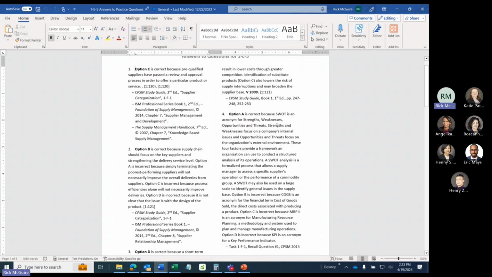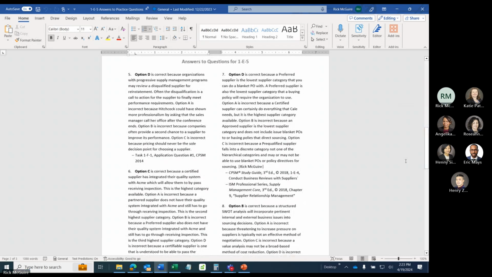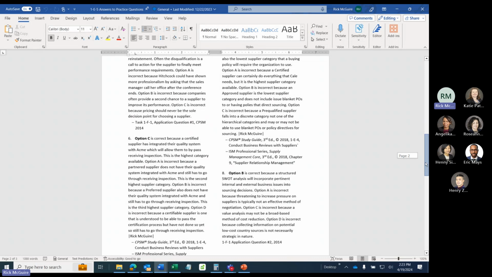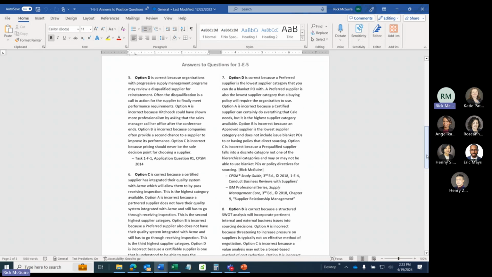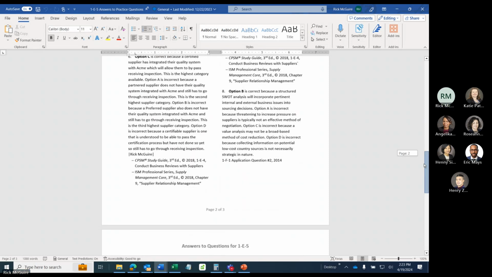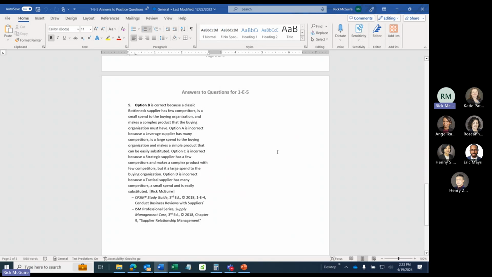Option A, for alpha, for number 4, SWOT analysis. 5 is Delta. Organizations with progressive supply management programs may review a disqualified supplier for reinstatement. 6 is Charlie. Certified supplier has the integrated quality systems. 7 is Delta. Preferred supplier is the lowest level supplier category you can do a blanket PO with. And 8 is Bravo. Structured SWOT analysis will incorporate pertinent internal and external business issues into sourcing decisions. And 9 is also Bravo. A classic bottleneck supplier has few competitors and a small spend to the buying organization.